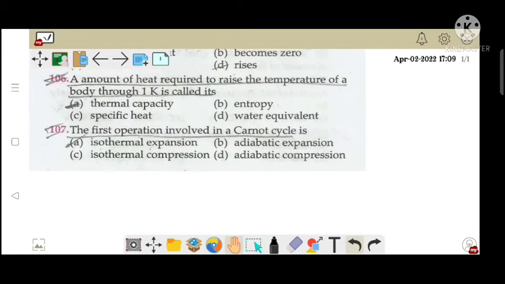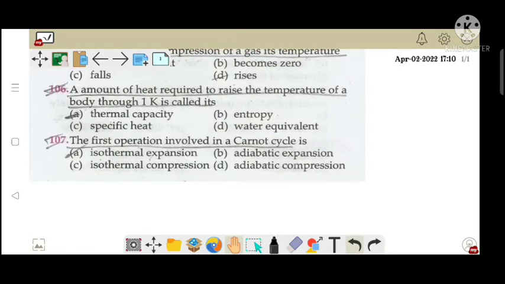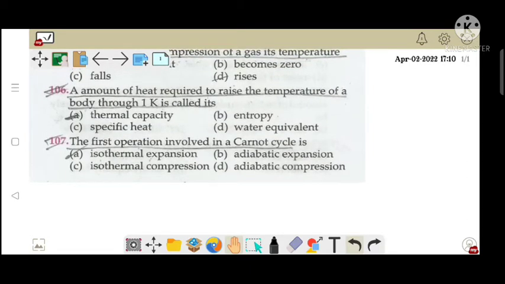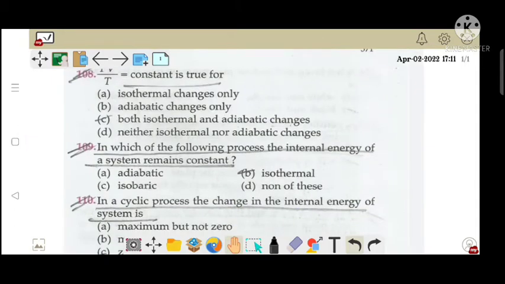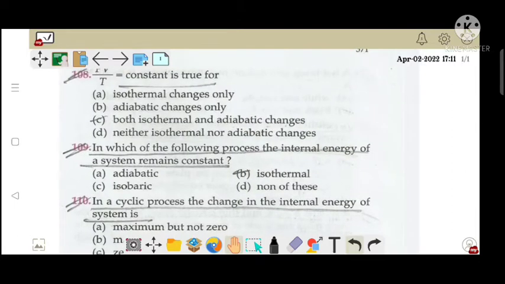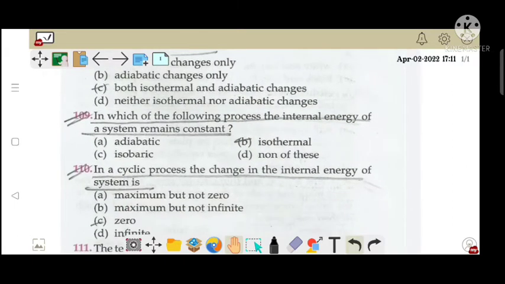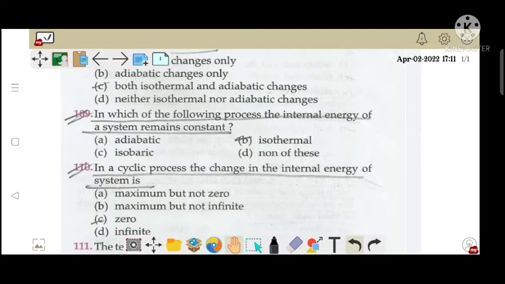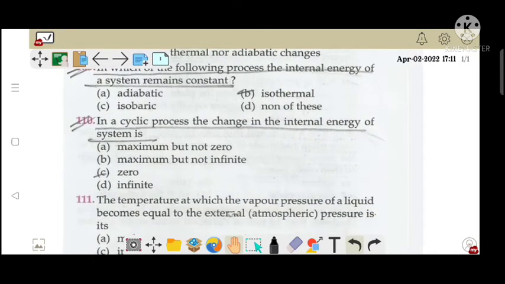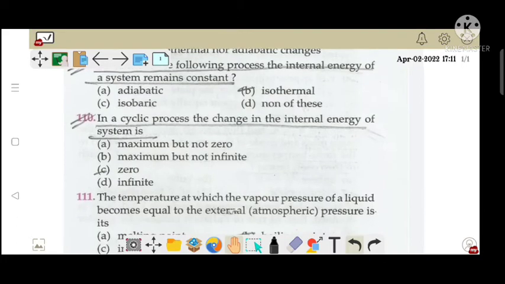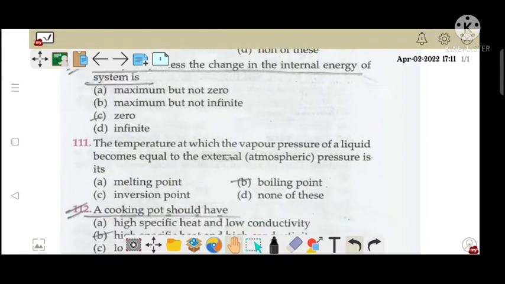The operation involved in the Carnot cycle is isothermal expansion. PV by T is a constant is applicable for both isothermal and adiabatic change. In which of the following processes is the internal energy of the gas system remaining constant? Isothermal. In a cyclic process, the change in internal energy of the system is zero.